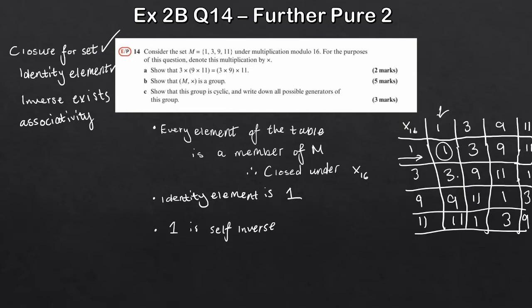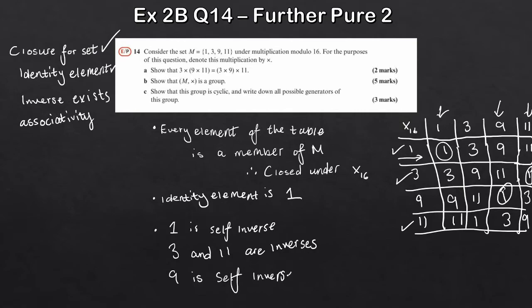Let's check 3. If I go across 3, I've got to go all the way across till I get to here, which matches to 11. So what we can say is that 3 and 11, they are inverses of each other. Obviously that satisfies the 11 one as well. So we've done that one, done that one, done that one. So let's just check 9 now. Where do we go across? We go across here, and we match up at 9. So straight away we can also say that 9 is also self-inverse. So each element of the table has an inverse. 1 is self-inverse, 9 is self-inverse, and 3 and 11 are inverses. So therefore we've satisfied that the inverse exists.